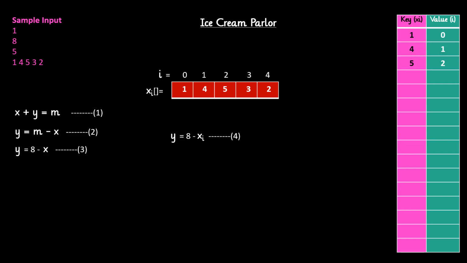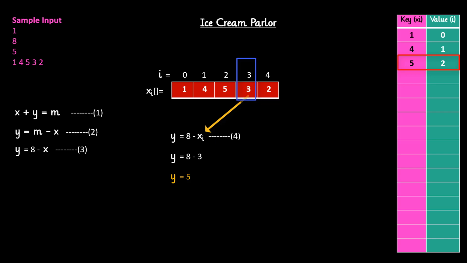Now it comes to 3. So xi is 3 and y equals 5. We'll check whether this 5 exists inside the map or not. If you check, you can see 5 exists inside this map. It means we have found a pair whose sum is equal to m. So now we have two elements with us. One is xi, which we have taken, and one is y, 5, which is already present in the array.